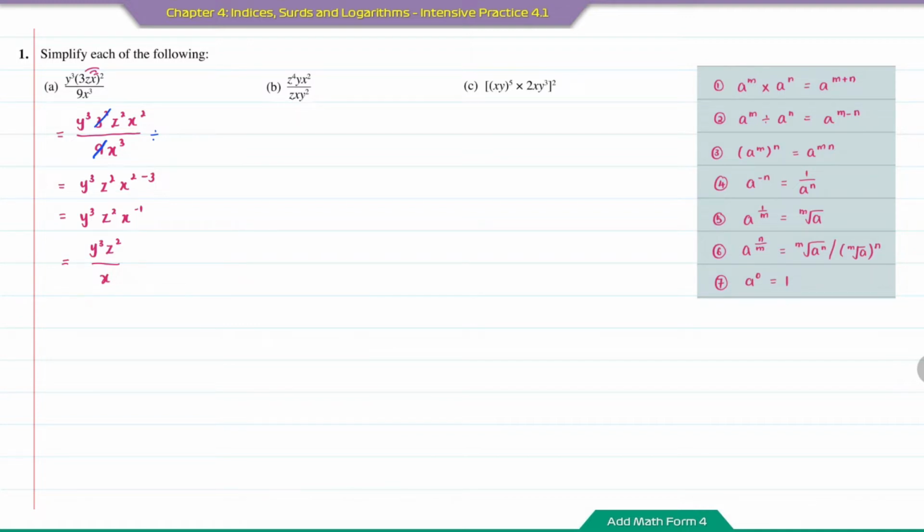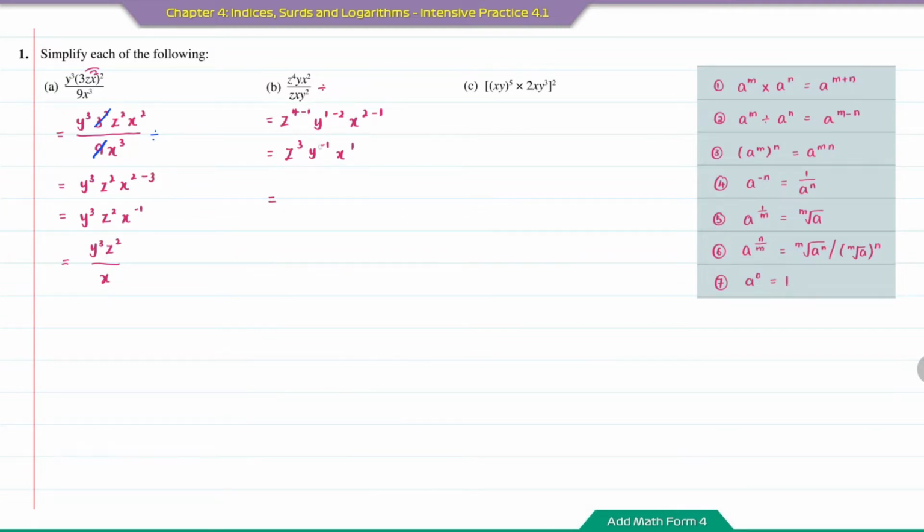Question B. So the operation in between them is a division. So I'm going to minus the power. The first one is for the z, so it will be 4 minus 1, followed by the y, it will be 1 minus 2. And for the x, it's going to be 2 minus 1. z cubed, y to the power of -1, and x to the power of 1.